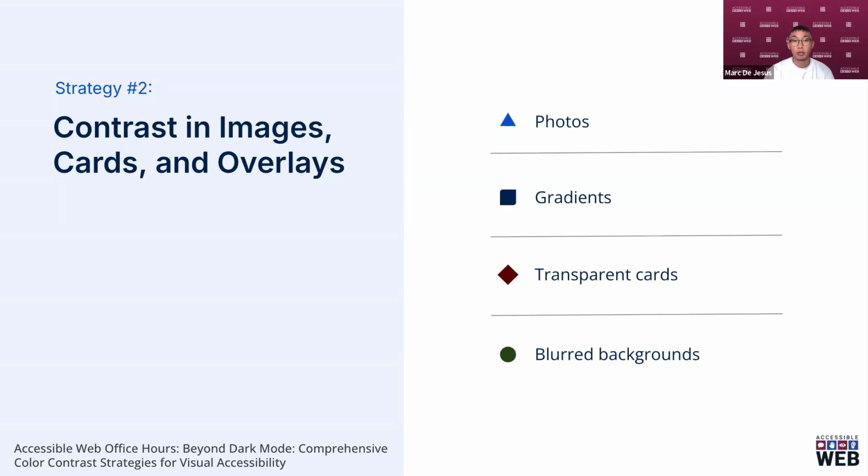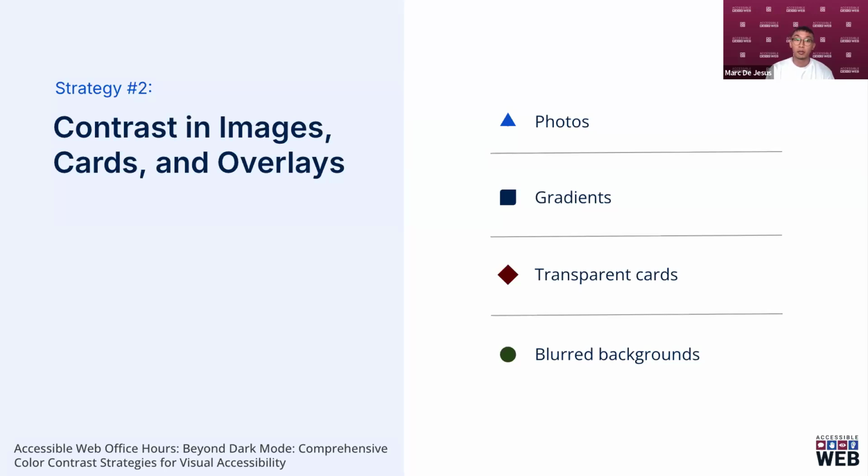The simple rule here is don't place text directly on busy images. If the background has a lot of detail, movement, or variation in brightness, the text will always struggle. Instead, use a solid background behind the text or even a semi-opaque card, something like a black or white box at 70 or 80% opacity. This gives the text a stable surface to sit on and keeps it readable no matter what's behind it.